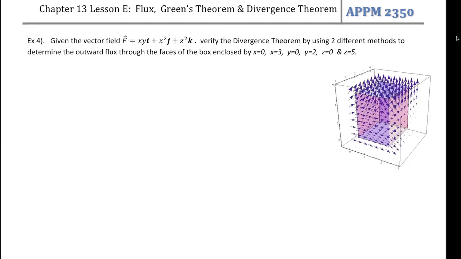So I really suggest that you actually try these first and then just use the videos as a way to check. All right, so I want you to find the outward flux through this box using two different methods. Put it on pause, try it both ways. It's going to take a while, you got it, and then come back and check.